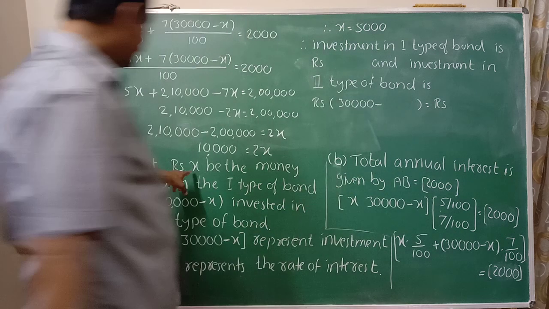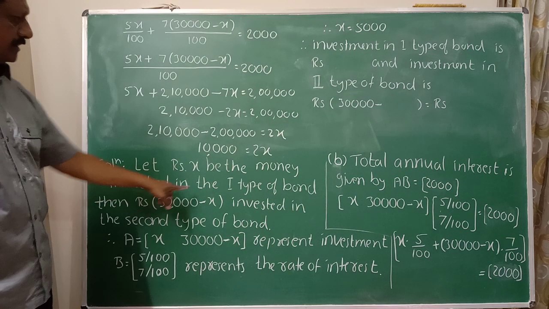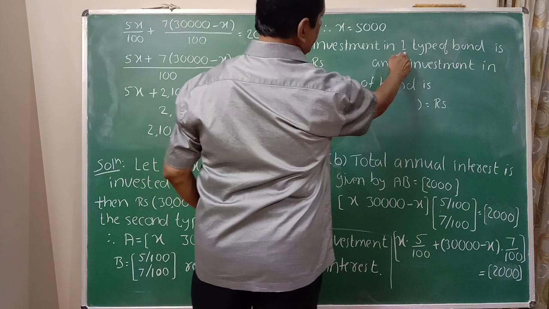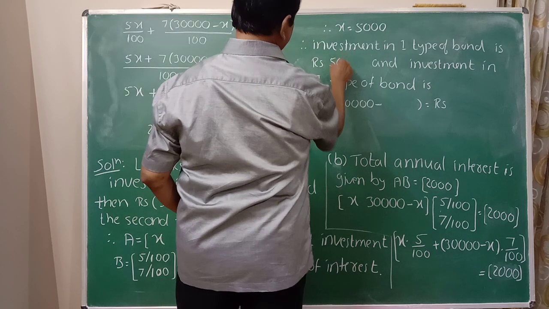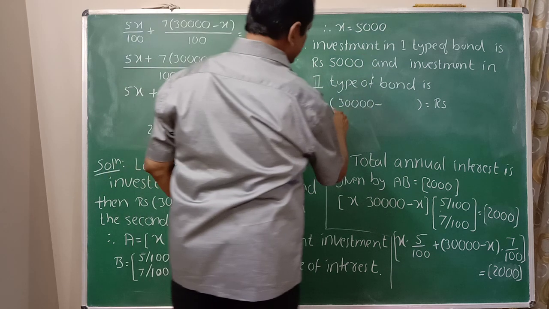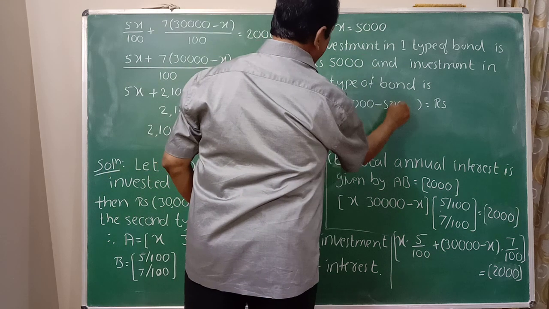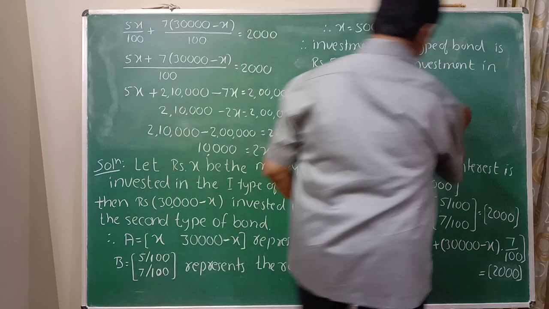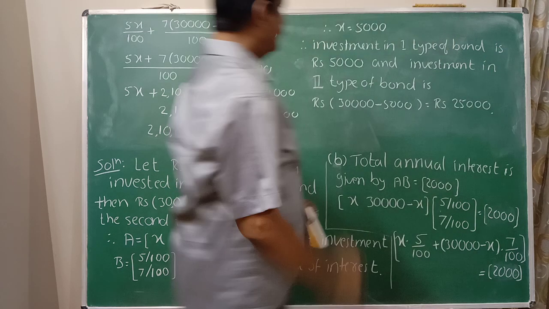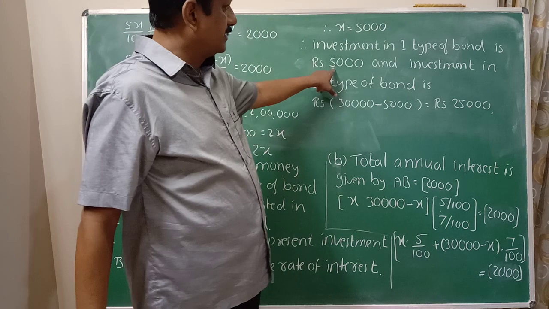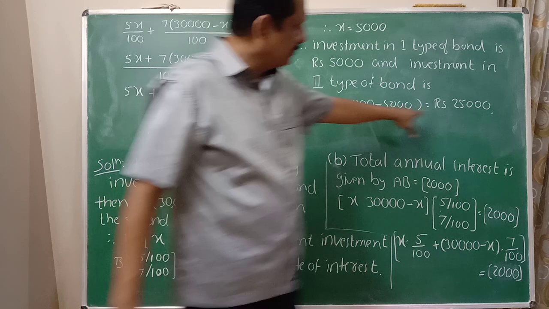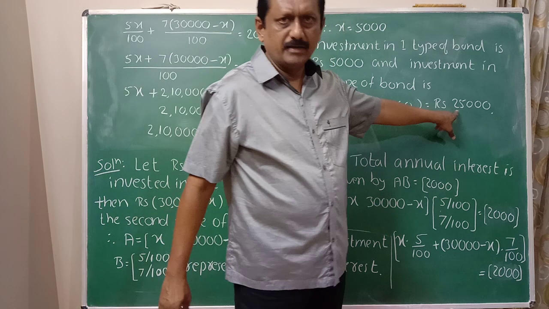Here x represents the money invested in the first type of bond. Therefore, the investment in the first type of bond is rupees 5,000. And the investment in the second type of bond is 30,000 minus 5,000, equal to rupees 25,000. So in the first type of bond he invests rupees 5,000, and in the second type he has to invest rupees 25,000.